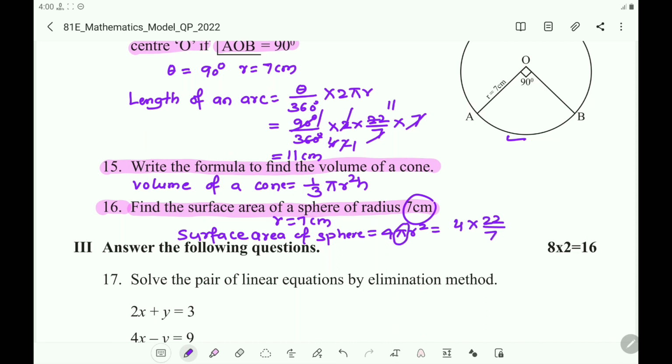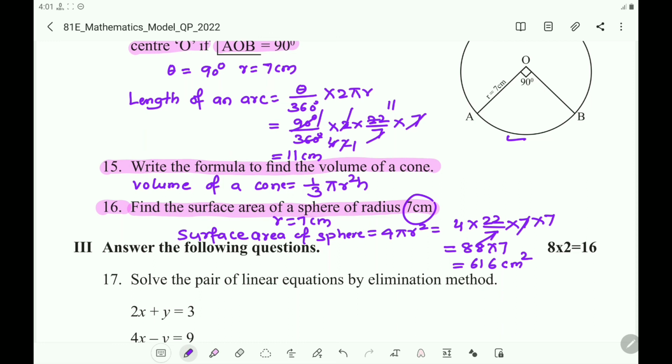What is the value of pi? Pi value is 22 by 7, into r square. R is 7. R square means you write it 2 times, 7 into 7. Then you cancel one 7. Then you write the product of these three. 4 into 22 is 88, into 7. Next you find the product of these two. 88 into 7: 8 sevens are 56, 8 sevens are 56 plus 5, 61. So 616 cm square.